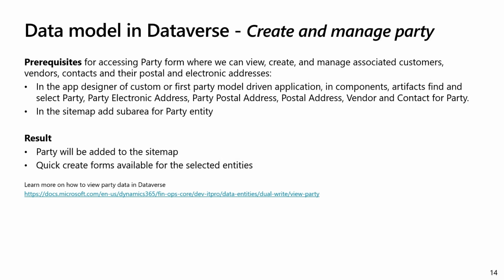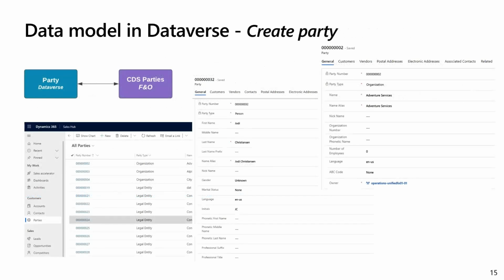We should also add in the sitemap the party entity, ideally next to the accounts and the contacts. The result of this will be that the party will be added to the sitemap and the quick create forms will be available for these selected entities. The result will be as shown here, the party entity added in the sitemap.